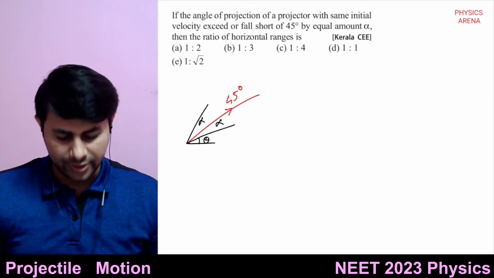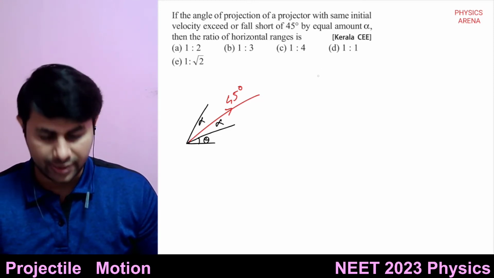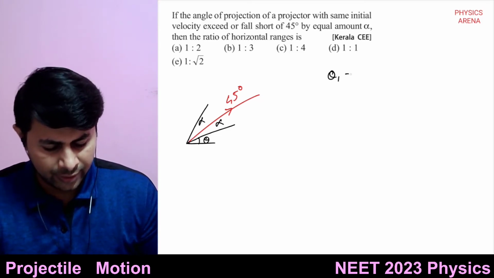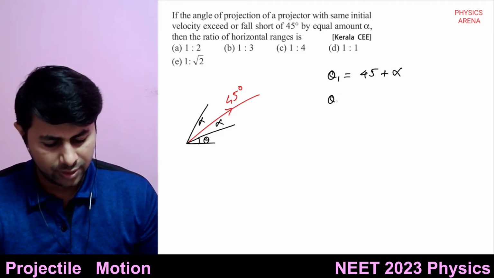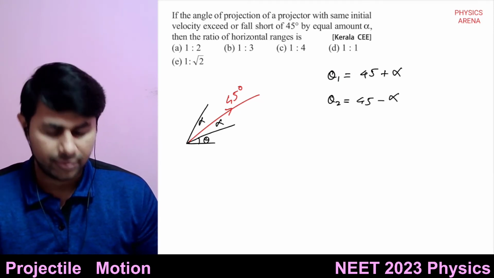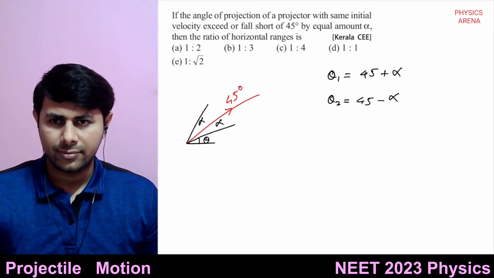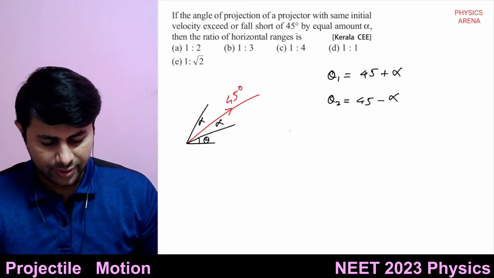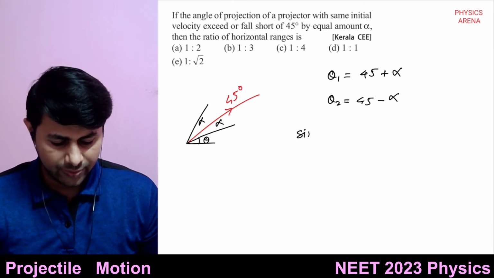Okay, let's try to solve this. Let's say the first angle is theta 1 and the second one is theta 2. So theta 1 is 45 plus alpha, and theta 2 is 45 minus alpha. Got this? Yes, sir. Okay, so what will be the range? Range is directly proportional to sine of 2 theta.